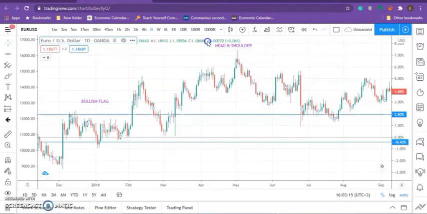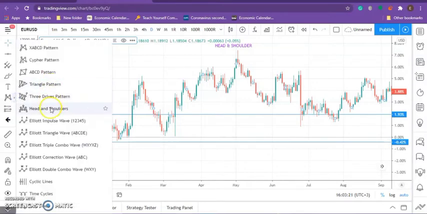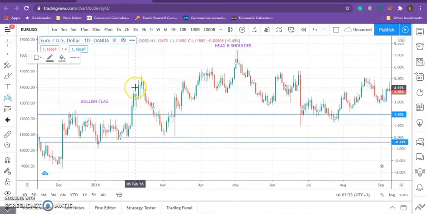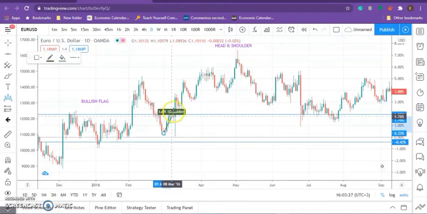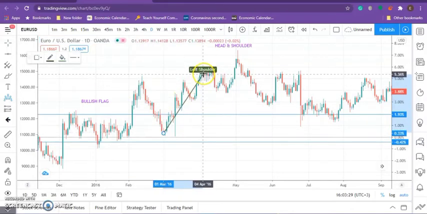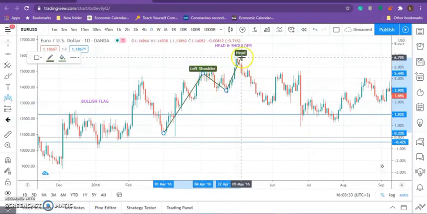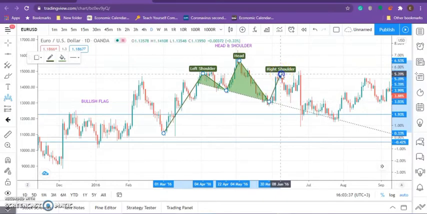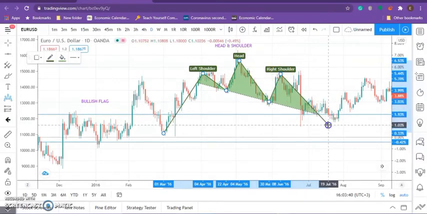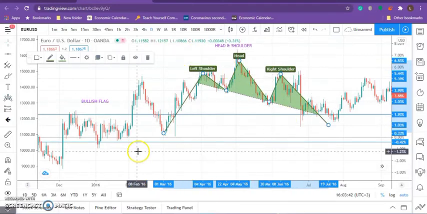So next we're going to do the head and shoulder. This is a very good one, actually my favorite. Easy to spot, easy to eat. So we're going to start here, then we are going to go up to here as we set our left shoulder, our head, right shoulder. Yeah, so something like that.